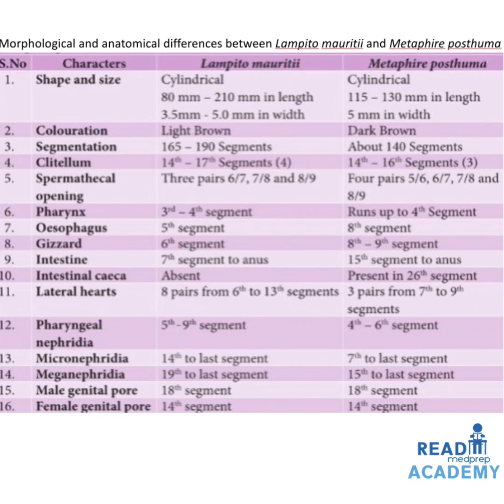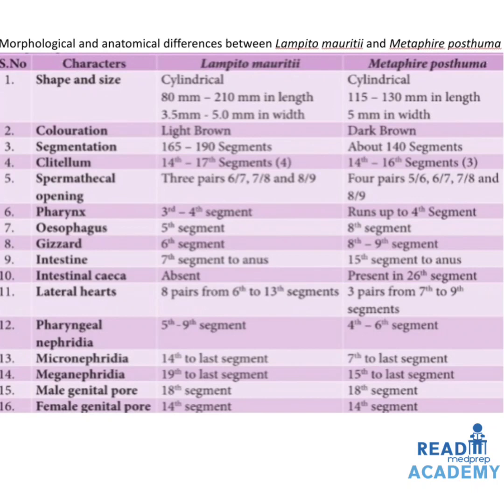Coloration: light brown in Lampito and dark brown in Metaphire. Segmentation: 165 to 190 segments in Lampito and about 140 segments in Metaphire. Clitellum is from the 14th to 17th segment, which consists of 4 segments, whereas Metaphire posthuma has 14 to 16 segments, which are 3 in number. Spermathecal openings: 3 pairs between 6 to 7, 7 to 8, and 8 to 9, whereas in Metaphire there are 4 pairs, 5 to 6, 6 to 7, 7 to 8, and 8 to 9.